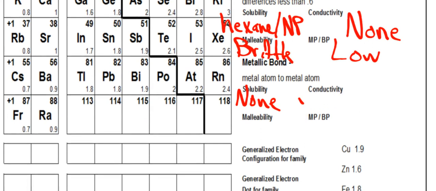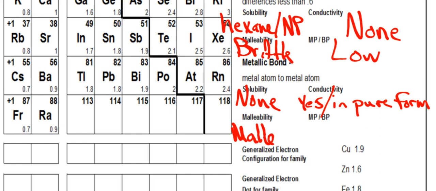But I want to also have you add in pure form. That will eliminate any confusion at all, because it might say, does it dissolve in solution, or will it conduct in solution? You're like, hey, metals conduct, so yes. But the answer is no, because metals don't form solutions, so they only conduct in pure form. Is that all right? Malleability, metals are malleable. And then they are considered to have a high melting and boiling point.